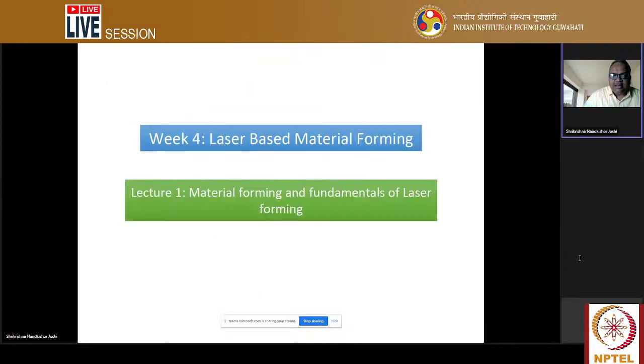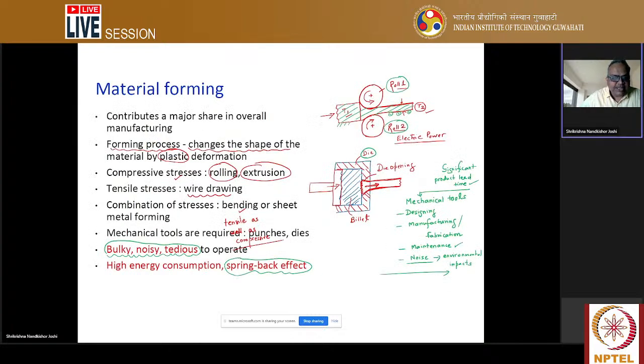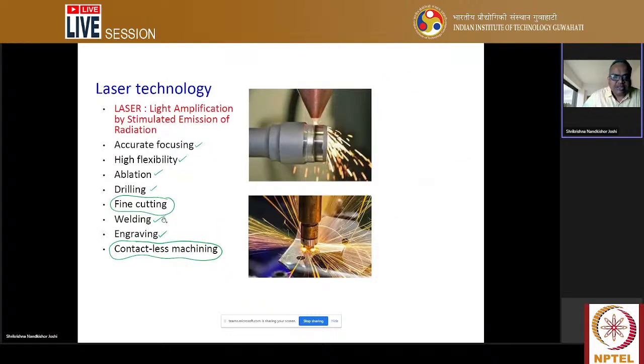Fine. Then the fourth week started with a wonderful application of laser for material forming. Material forming is very difficult because a lot of mechanical forces are needed, and a lot of tools, dies, instruments or equipment are needed for material forming mechanically. But these all can be eliminated by using just a simple laser, and that we have seen by using this laser-based technology.